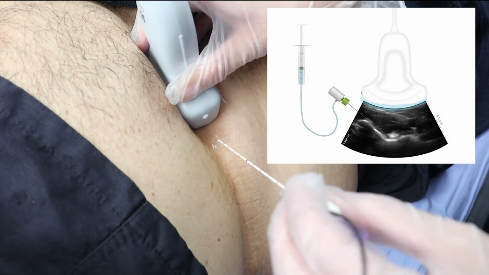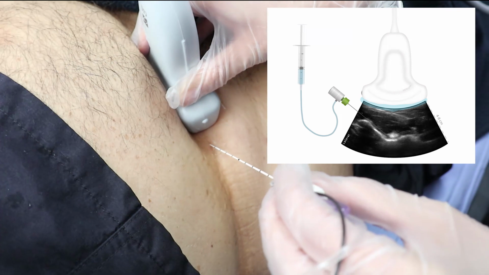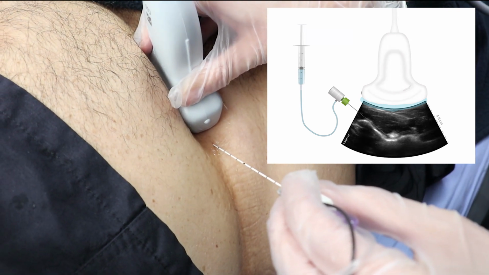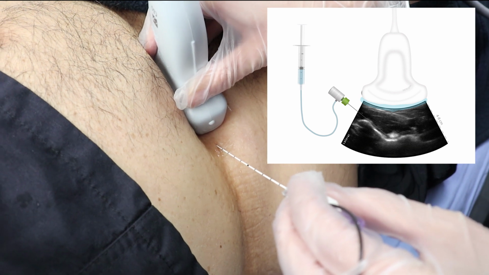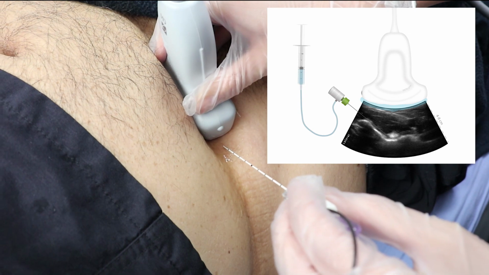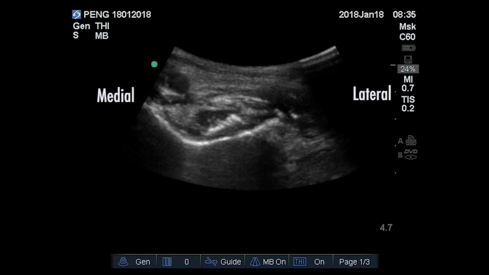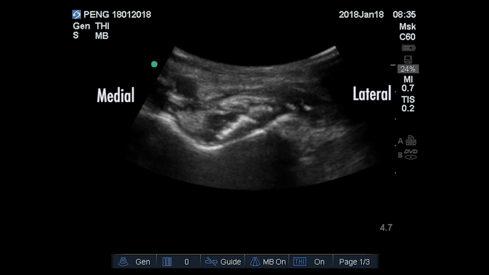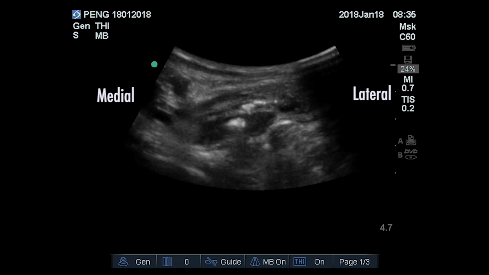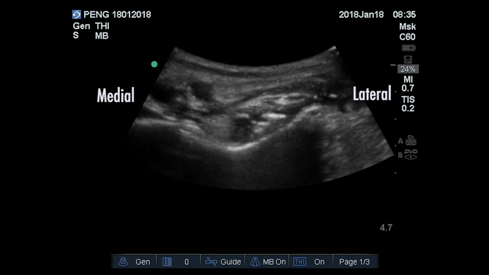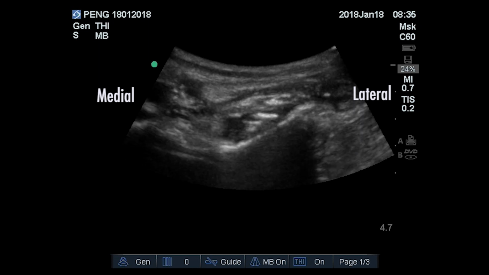The 80mm needle is inserted in plane, in a lateral to medial direction toward the plane deep to the psoas, between the iliopubic eminence and the anterior inferior iliac spine. Usually the volume is 20 milliliters. A successful injection can be confirmed by the spread of local anesthetic along this plane and a lift of the psoas tendon off the bone. The PENG block has thus been performed.